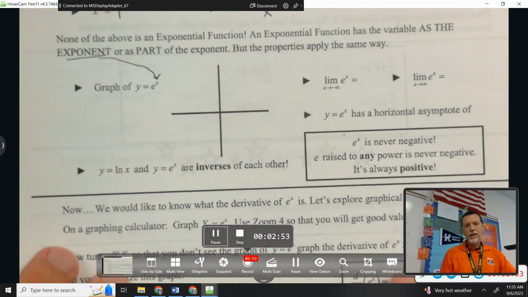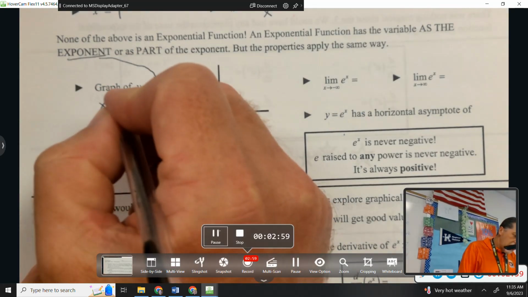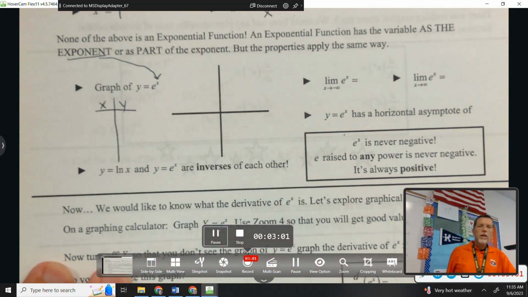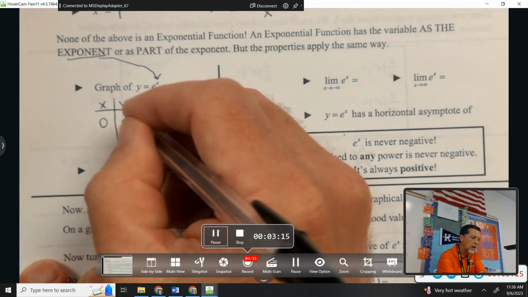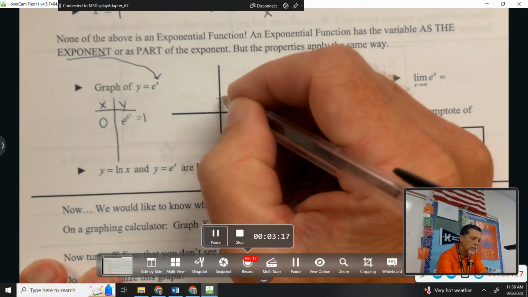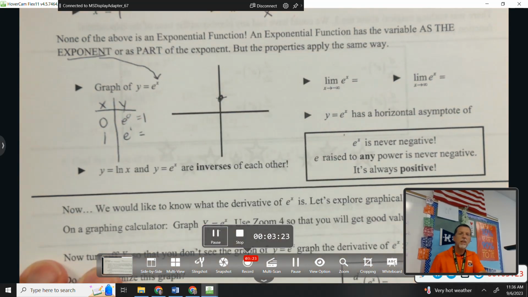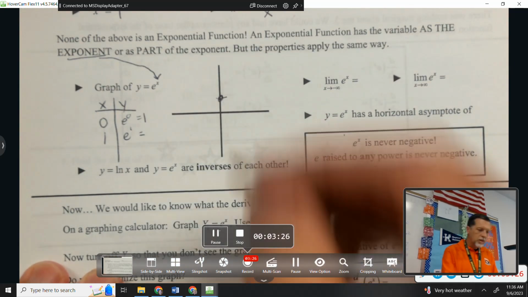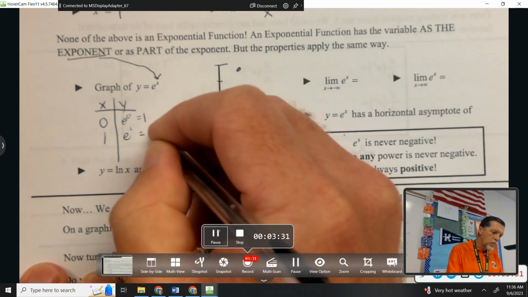Right, let's graph y equals e to the x, which you graphed in pre-cal, but perhaps a refresher. So let's put in 0. Dylan, what's e to the 0? Yep. So (0, 1) is on my graph. Let's plug in 1. E to the 1 would just be e, but what's e equal to? 2.7 something, yep. So there's a point at 2.7-ish.